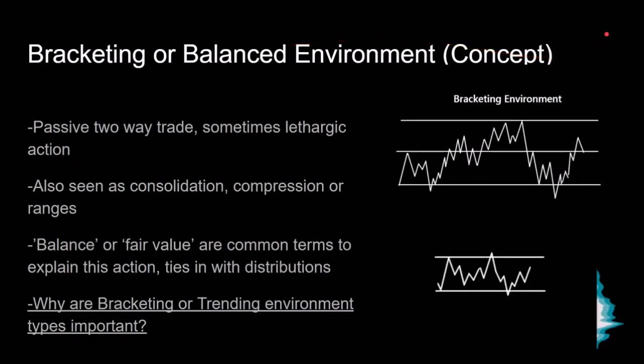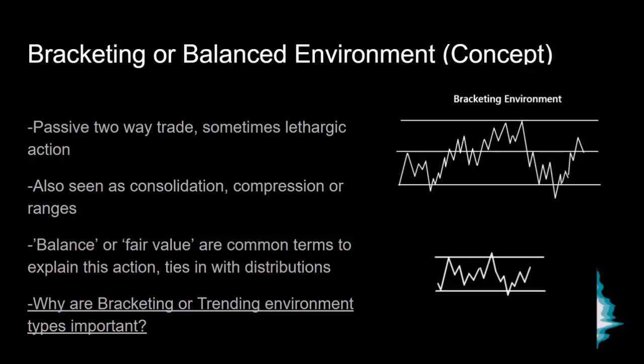We're going to start with the concept of bracketing and balanced environments. When we see a bracketing or a balanced environment, we're usually looking at passive two-way trade, and it tends to be more responsive in nature. It can sometimes be lethargic in periods of low volume as well. In pure price action, we can also see this as consolidation, compression, ranging, and it usually results in stop runs of over-leveraged positions in BTC.